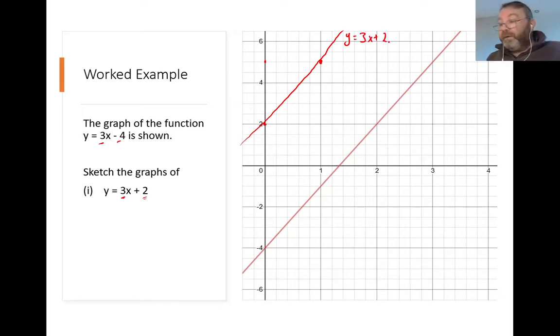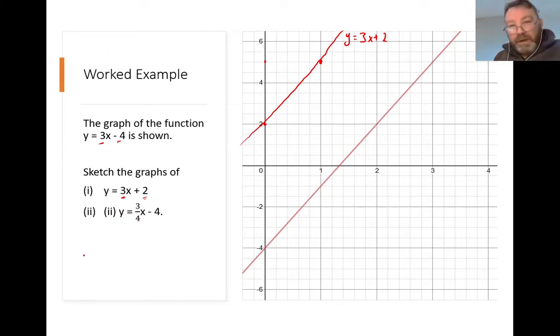And notice it's parallel. Now I don't have a ruler for these things. If I had, it'd be much handier. I don't have one, so apologies for that. But that's the line 3x plus 2. Same slope, different intercept. Same slope means parallel, different intercept. Locate that point and draw through it. There's the first one.